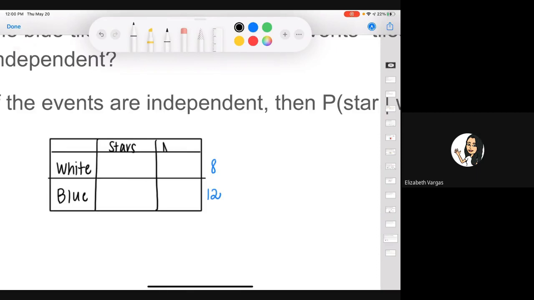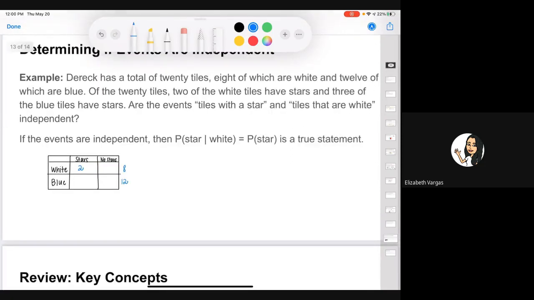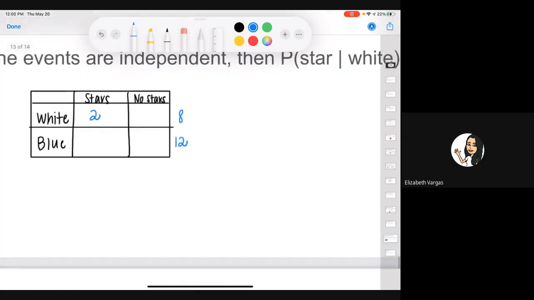So stars, no stars. Of my total white tiles, 2 of them have stars, and 3 of the blue tiles have stars. So of my 12 blue tiles, 3 have stars. That leaves the rest with no stars. Okay, so that's what I can take from this information.